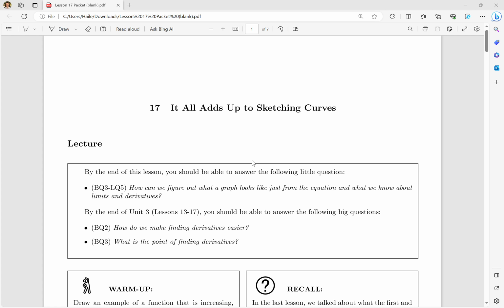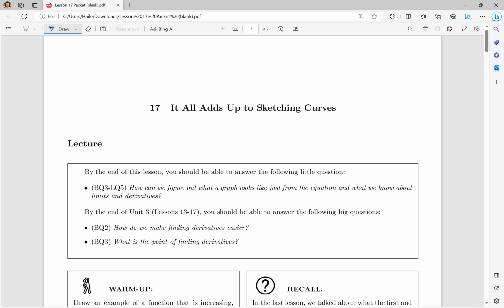In this video, we're going to talk about sketching curves. So this is the end of Unit 3. It's also kind of the conclusion of everything that we've learned so far in this class about derivatives. So we're going to be looking at things like going all the way back to limits, domain and range, what we just learned in lesson 16 with finding maxes and mins and inflection points and all of that good stuff.